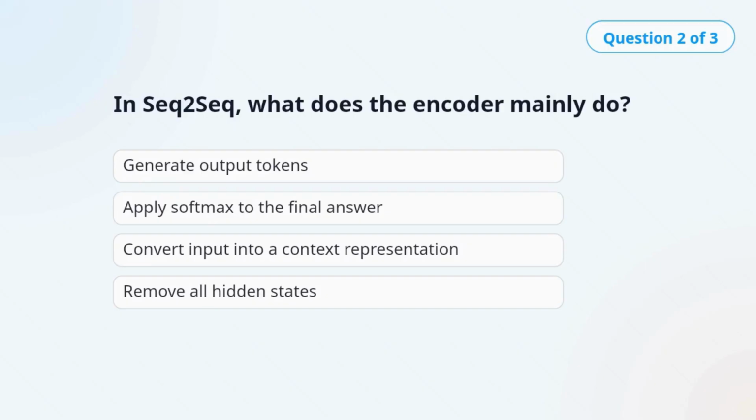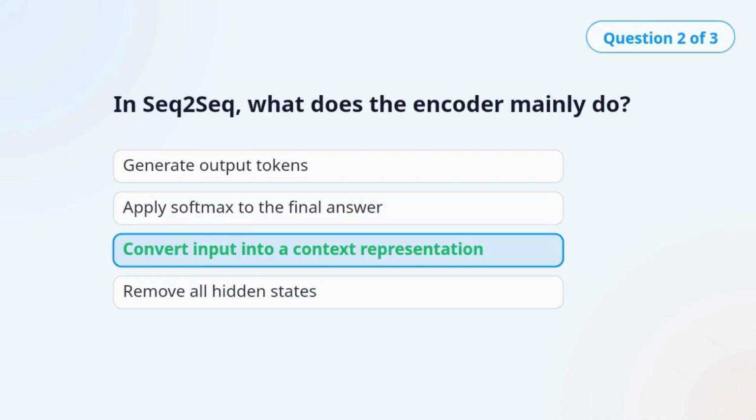Question 2. In seq-to-seq, what does the encoder mainly do? The correct answer is, convert input into a context representation. The encoder reads the input sequence and creates a representation that the decoder can use.